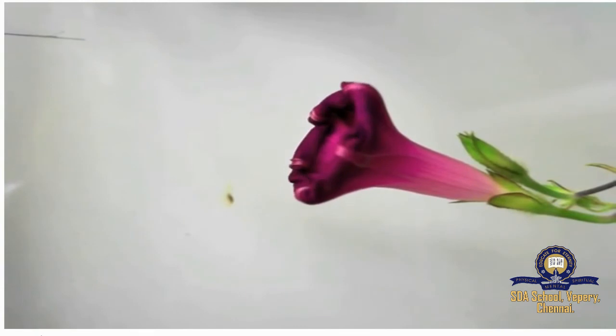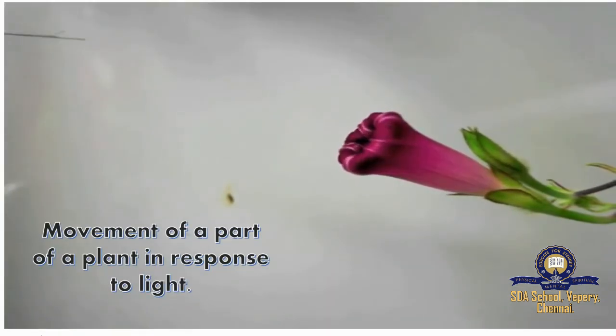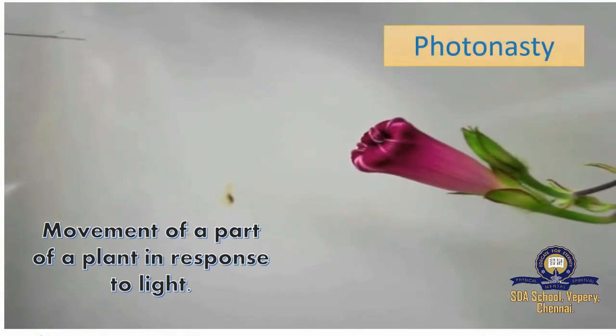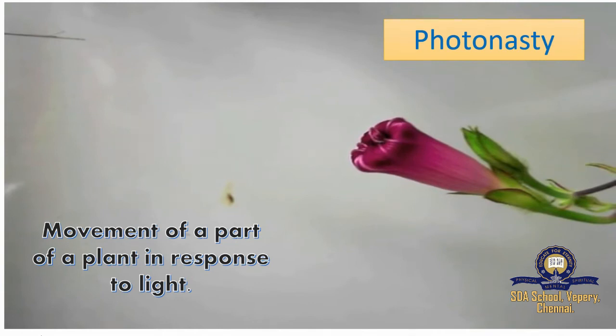This is because of the stimulus of light. Thus, the movement of a part of a plant in response to light is known as photonasty. So this is the second type of nastic movement, which is photonastic movement.